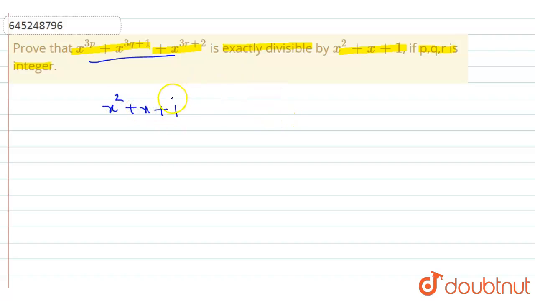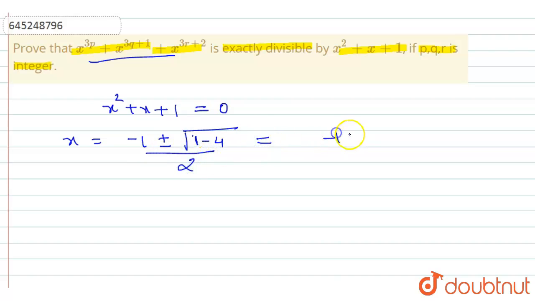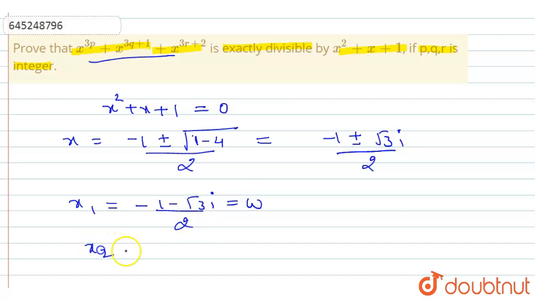We know that we can find the roots of this equation as minus 1 plus minus root of 1 minus 4, upon 2. So the roots are plus minus root 3 iota upon 2. From here the first root is minus 1 minus root 3 iota upon 2, which equals omega, and the second root is minus 1 plus root 3 iota upon 2, which equals omega square.